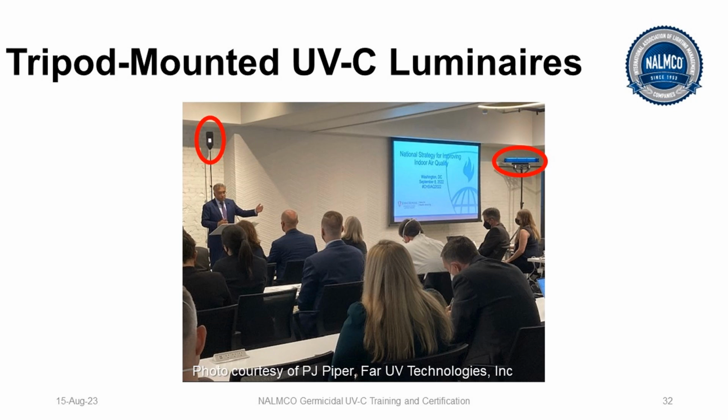You may have a tripod mounted luminaire. In the case here, the left one is a 222 and the right one is a 254 louvered fixture. This was done temporarily for this one particular conference. So tripods are an option, not just for this 222 unit, which comes with a tripod, but also for 254 units.